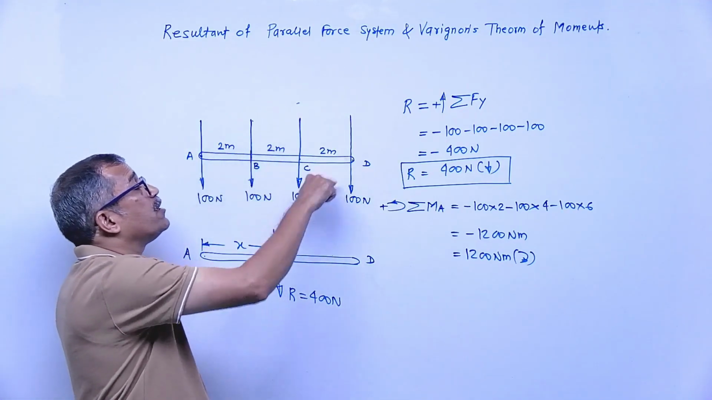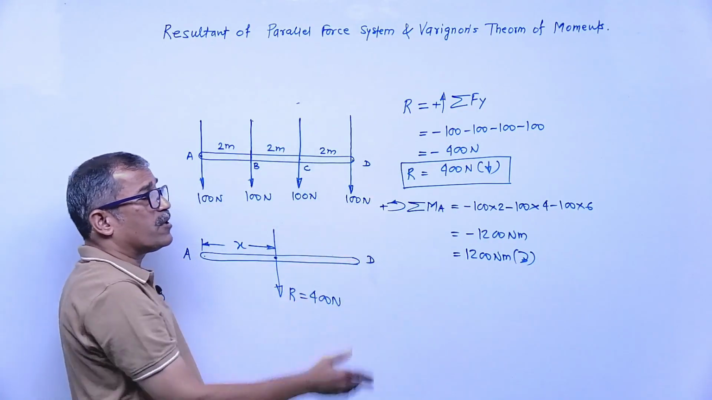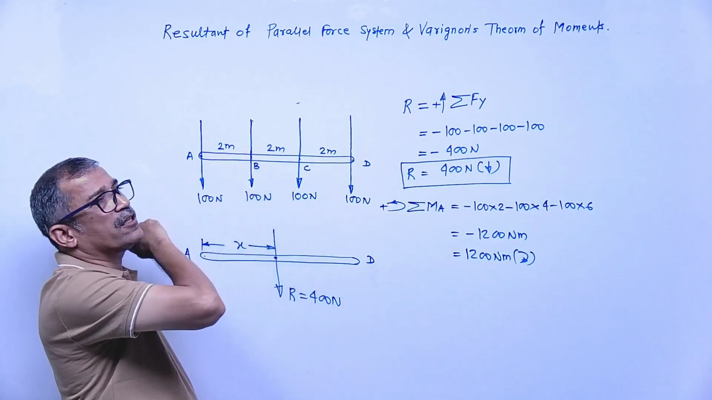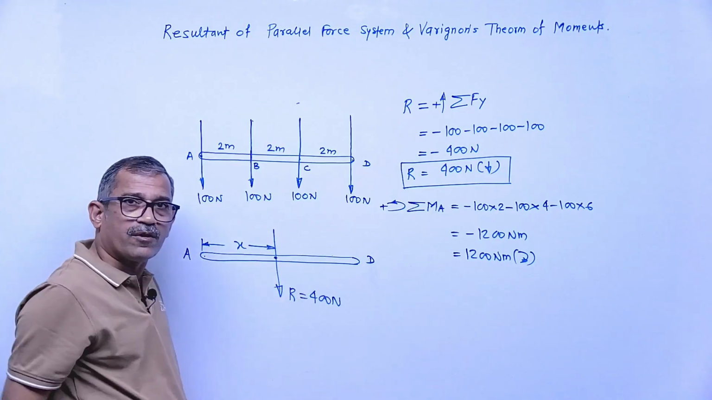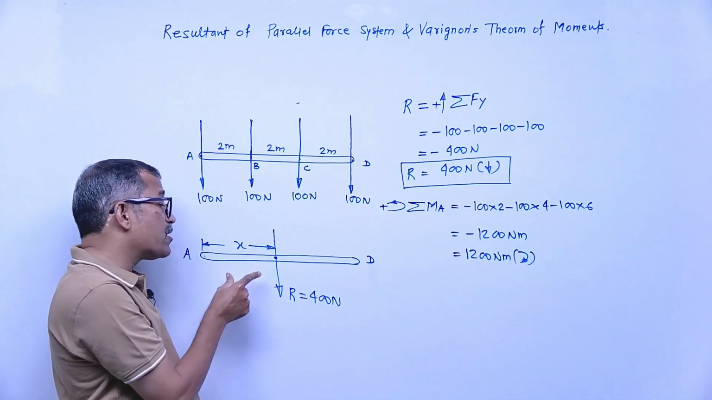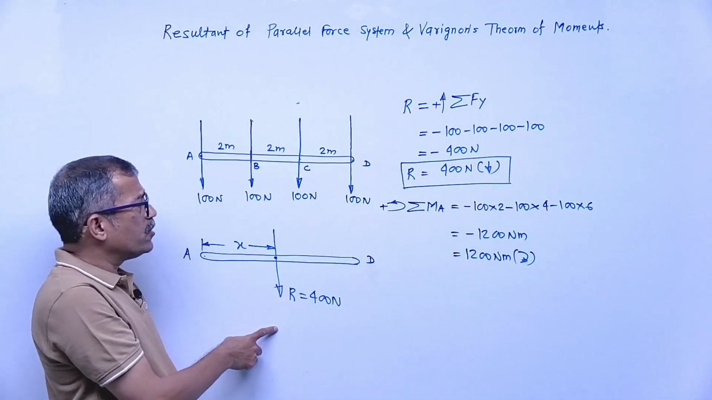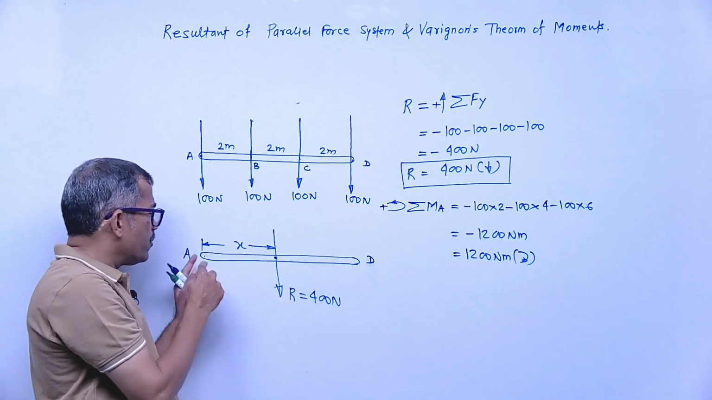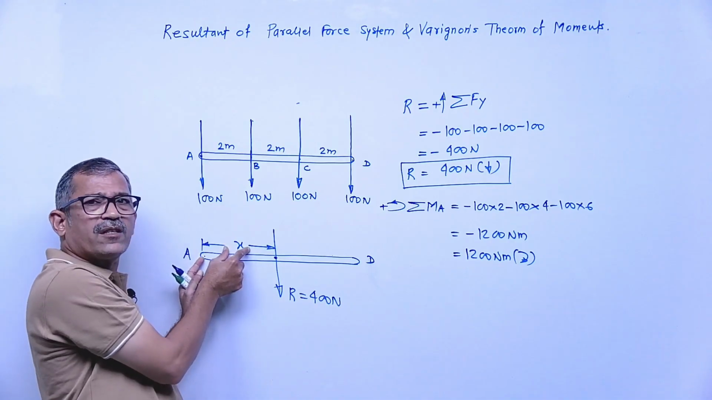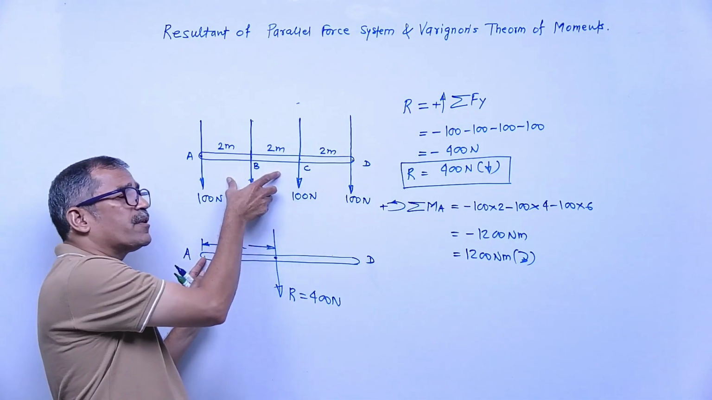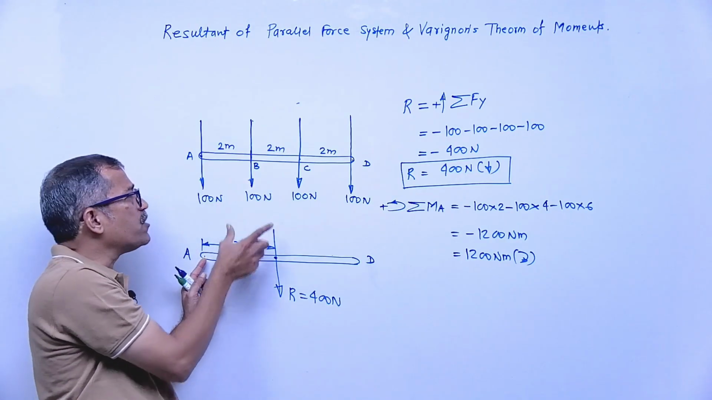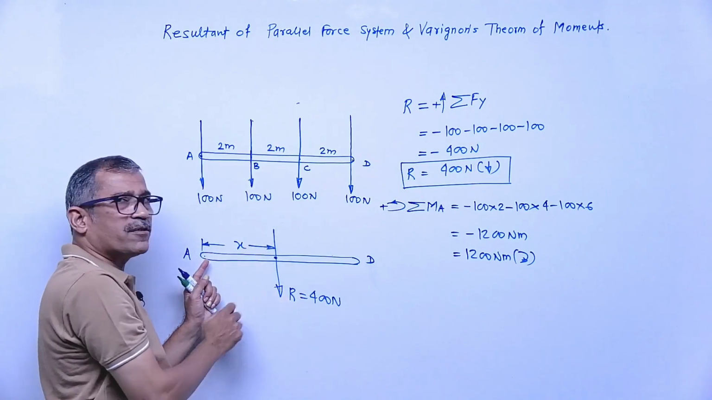Rotational effect due to all the forces. This is the sum of moments of all forces. It means the total rotational effect due to all the forces is 1200 Newton meter. Now the same rotational effect you must get due to this resultant force. There you go, 400 downward, moment about point A. If you take 400 into x, this is the rotational effect. The rotational effect due to all the forces and the rotational effect due to the resultant must be the same. Means this one equals this one, so this becomes the resultant.